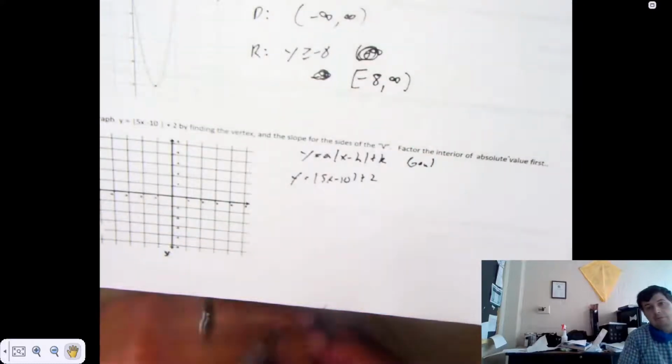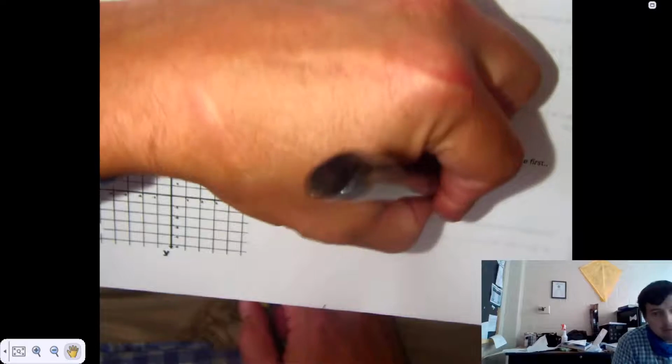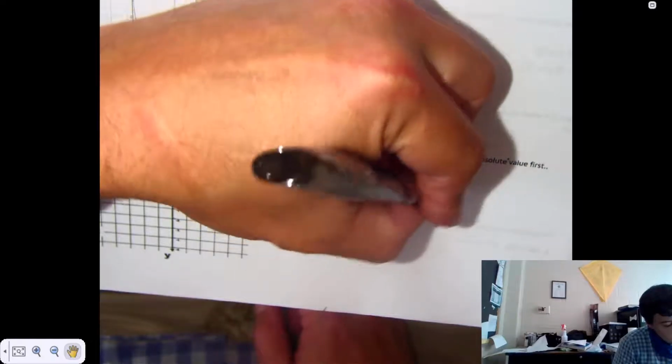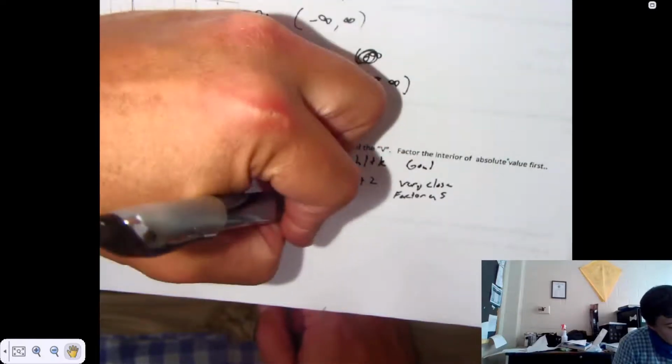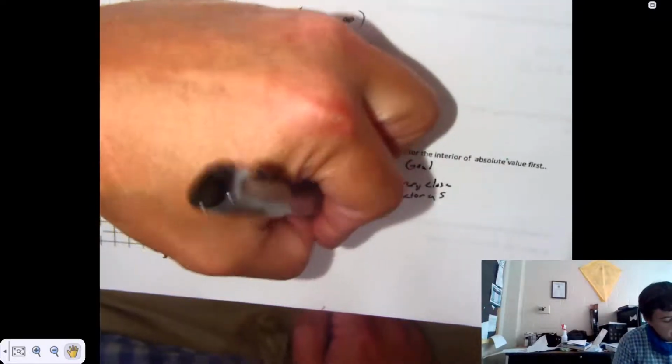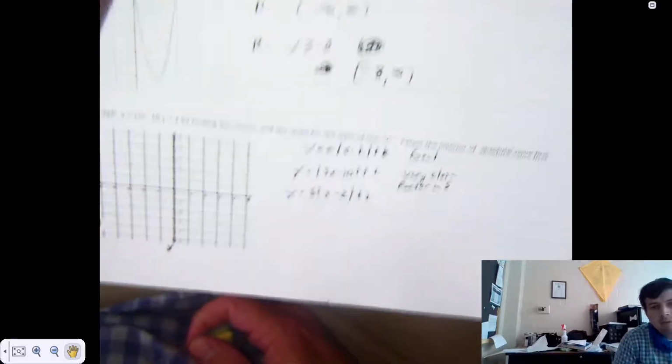Now, it looks close. It is very close, but it's not perfect. There's only one x. So what we do is we factor out a 5. If we pull a 5 from 5x, we get an x. If we pull a 5, which means you divide by 5, you get a negative 2, because negative 10 divided by 5 is negative 2, and then add 2.